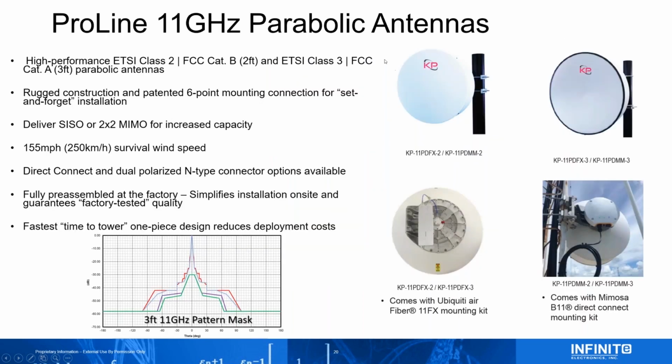Another new product that we released is our new 11 gigahertz ProLine parabolic antennas. We released a 2-foot and a 3-foot dish. We have an FX version, one that goes with the Ubiquiti 11FX, and then one that goes with the Mimosa B11 direct connect. So here are just 2 images of it, and these will be the 11FXs.